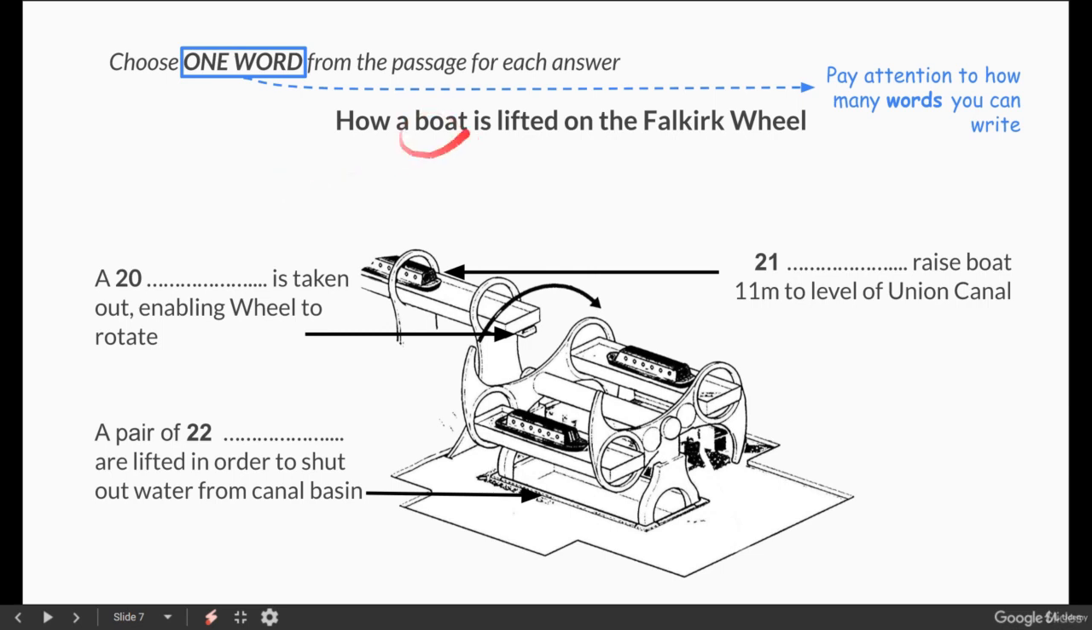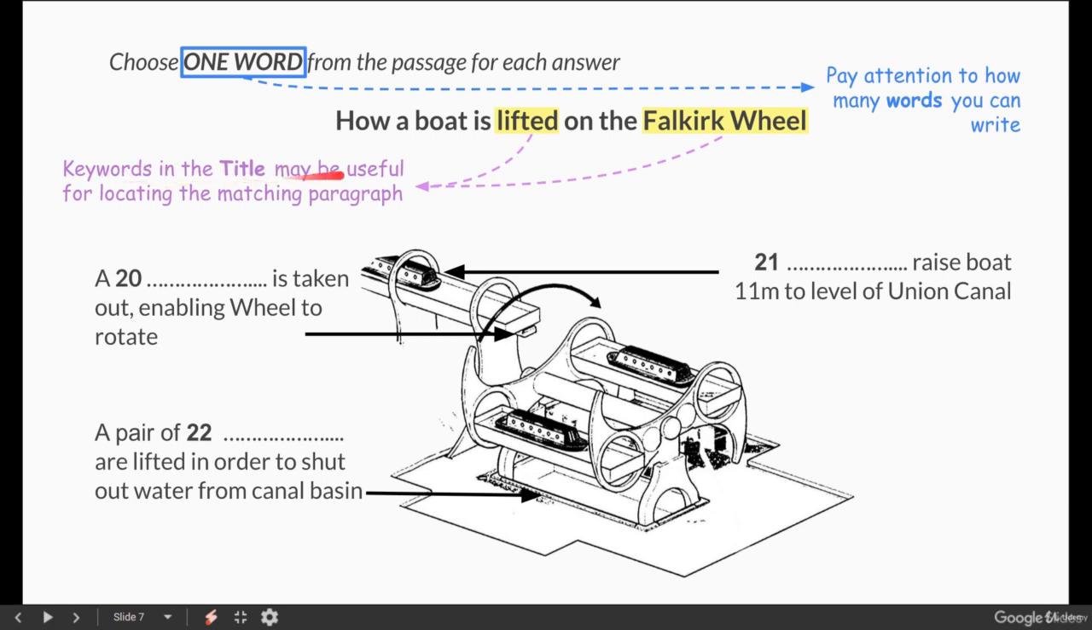Next thing, let's go ahead and mark some keywords, some useful keywords from the title. So right here we have keywords lifted and Falkirk wheel. We could also mark boat, but actually I know that this entire article is going to be talking about the Falkirk wheel and is going to be talking about the boat. So I'm not sure how useful these keywords will be, but still, I've marked them anyways, just in case.